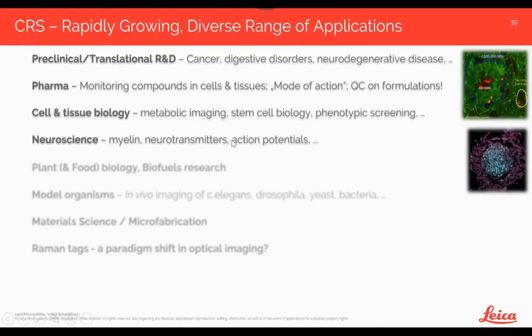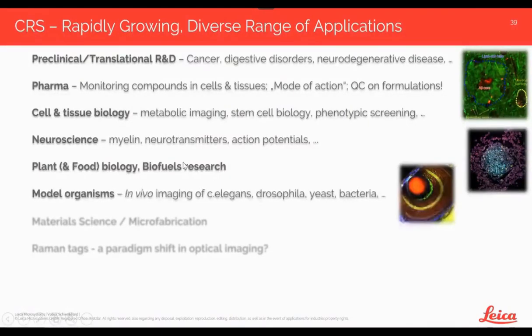Neurotransmitters can be visualized in certain instances. Even action potentials have been visualized in a later way. So there's a whole new area of imaging that is to be developed in the coming years. Plant biology, food biology, and biofuels research will certainly benefit, as will the imaging of model organisms for various applications.